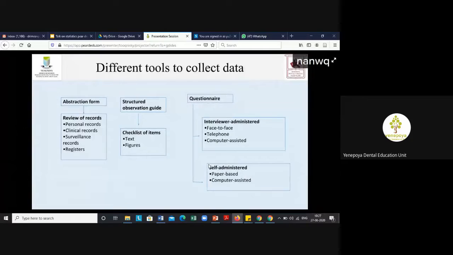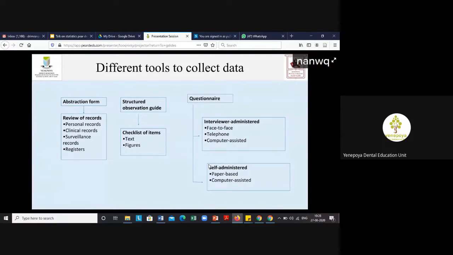You will just stand and observe, and you will just tick it before the student is going ahead and taking up the patient, whether he is wearing the gloves aseptically or not. Simplest tick checklist form you will create, and you will tick, and later at the end of the day you will appraise the student on this observation what you have made. So that is structured observation guide for you.